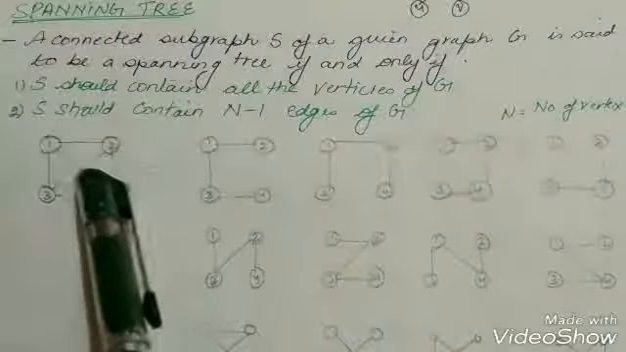Then we have the minimum spanning tree is unique, but a spanning tree may or may not be unique, because more than one spanning tree is possible when more than one edge exists having the same weight. What do we mean by this statement?